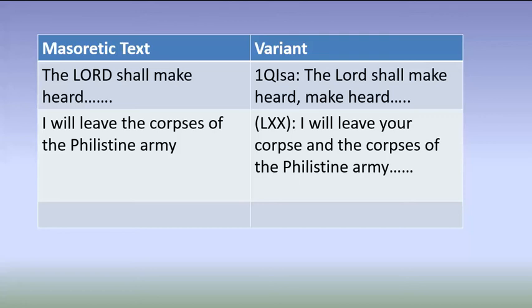Now, going backwards here in the second example, "I will leave the corpses of the Philistine army." That's what the Masoretic text reads. But from the Septuagint, it says, "I will leave your corpse and the corpses of the Philistine army." So that's an example of haplography. Here a word was omitted from the MT, and it shows up in an older version, here the Septuagint, which dates back to 250 BC. And that's the corrected version right there.